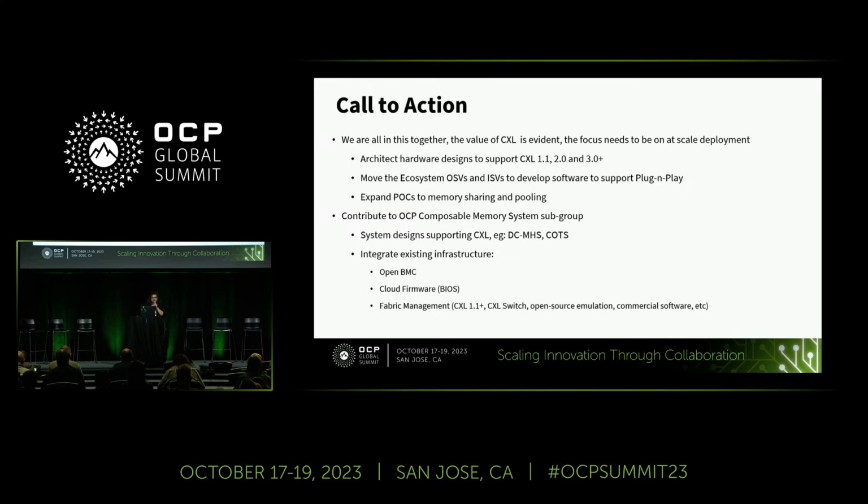And then we want to do the PoCs, and this is some of the work that CMS is really aiding with. We want to be able to do PoCs where we support memory sharing and pooling, and we do interop with switches, as I was just talking about. Existing system designs, DCMHS, the CIF that we just spoke about, and some of the PMM modules that Anand spoke about, I think that makes a lot of sense in terms of what we want to explore next. And then we also want to be able to use existing infrastructure. We want to use OpenBMC, cloud firmware development, and then fabric management.